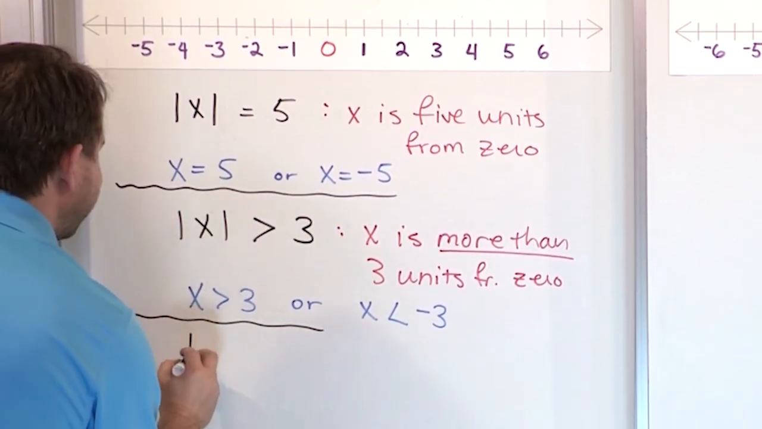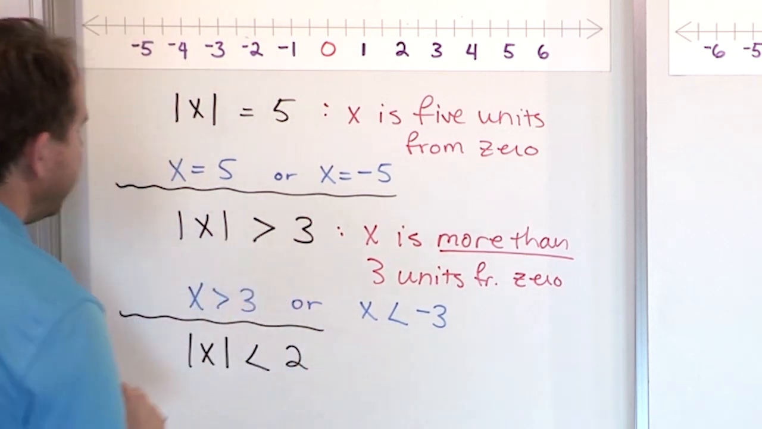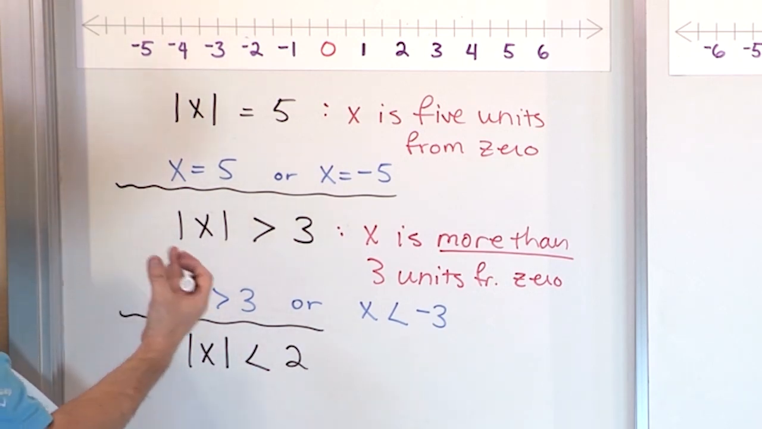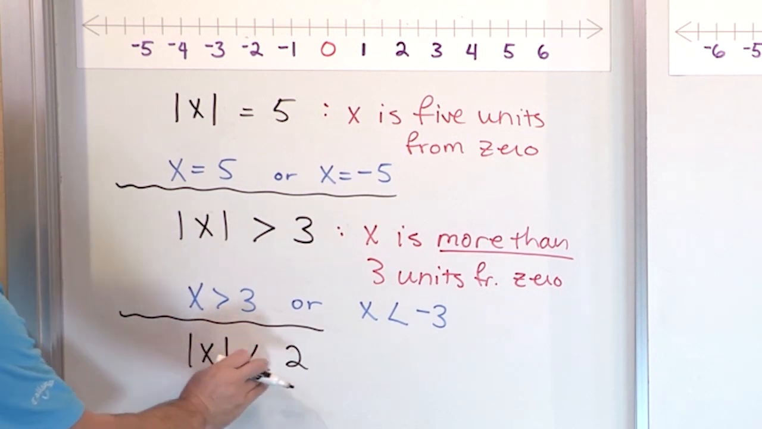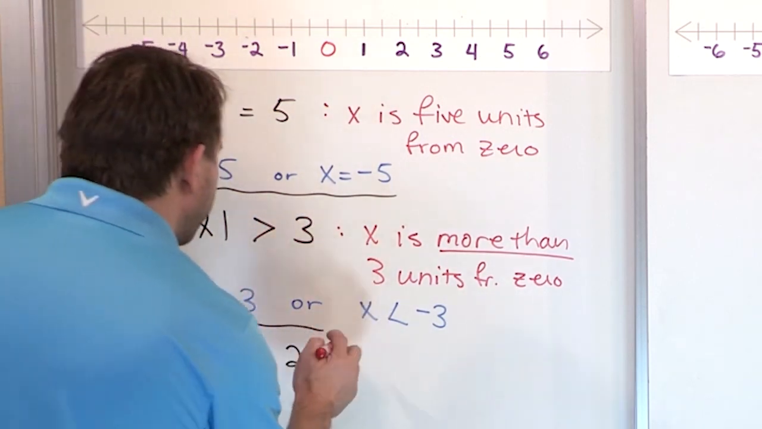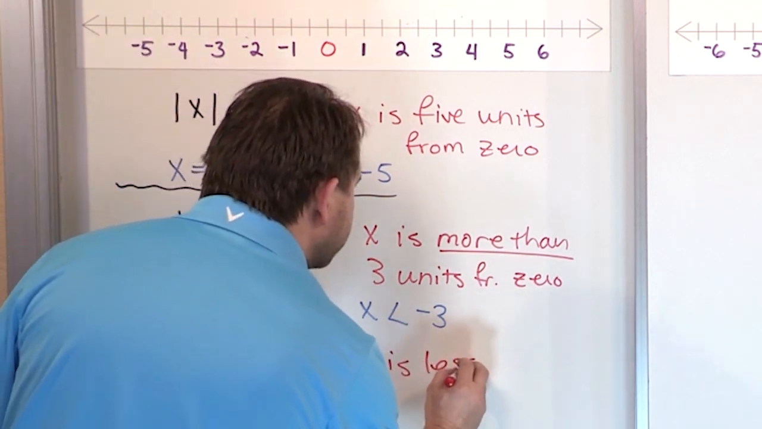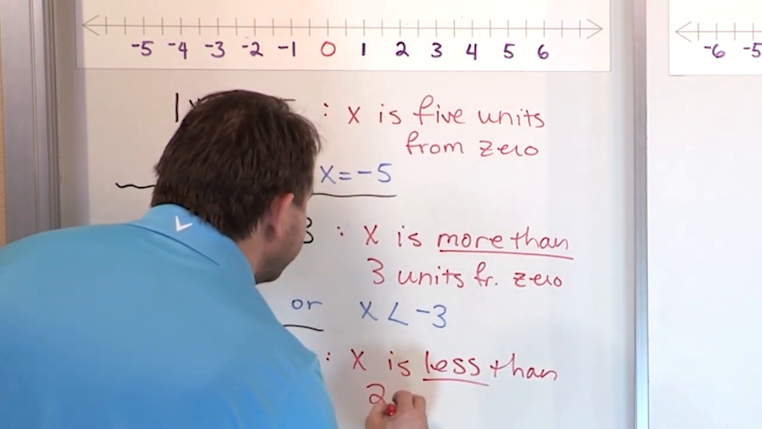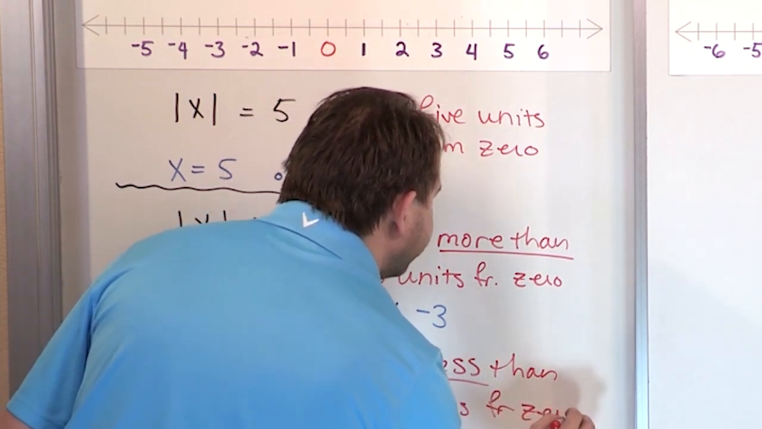The third case would be if you had the absolute value of x less than a number, and let's just pick a different number to make it easy. Less than 2. What does this mean in English? It means, remember, absolute value means distance from 0. It means the set of points x have to have a distance from 0 that's less than 2 units away. So let's write that down before you go any farther. What it means is x, the set of points x, is less than 2 units from what? Always from 0, right?